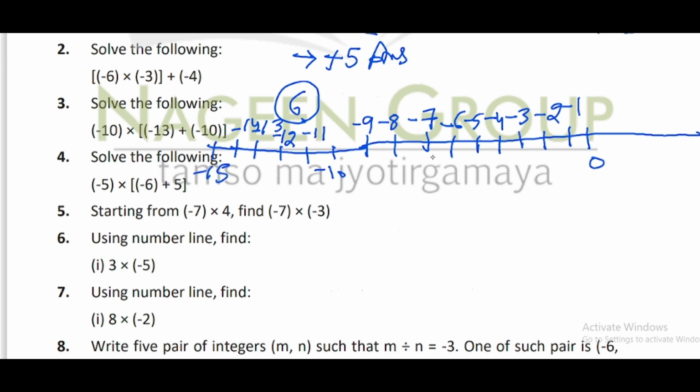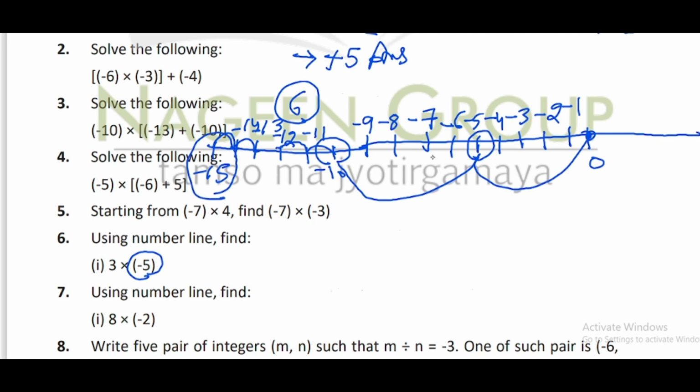Let's see what is given. 3 multiples of minus 5. We have to find 3 multiples of minus 5. Let's see how we solve. We start from 0. The first is minus 5. Then the second jump of 5 gives minus 10. Then 1, 2, 3, 4, 5. Then the last is minus 15.